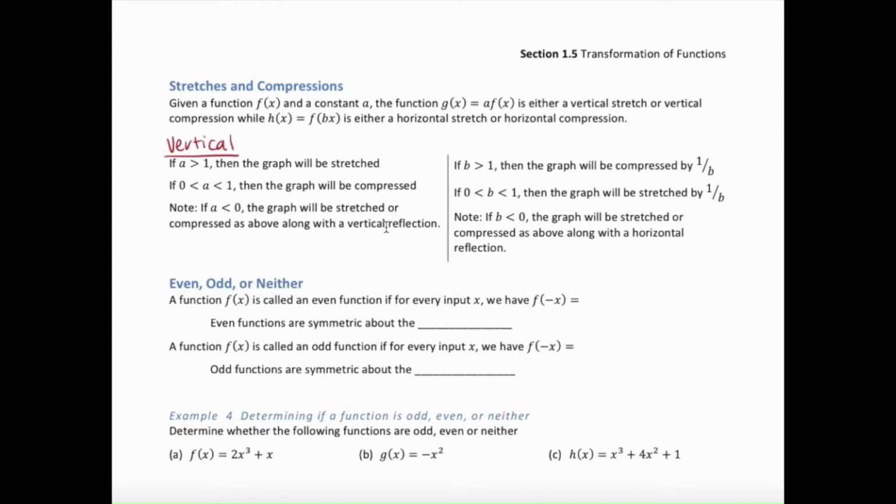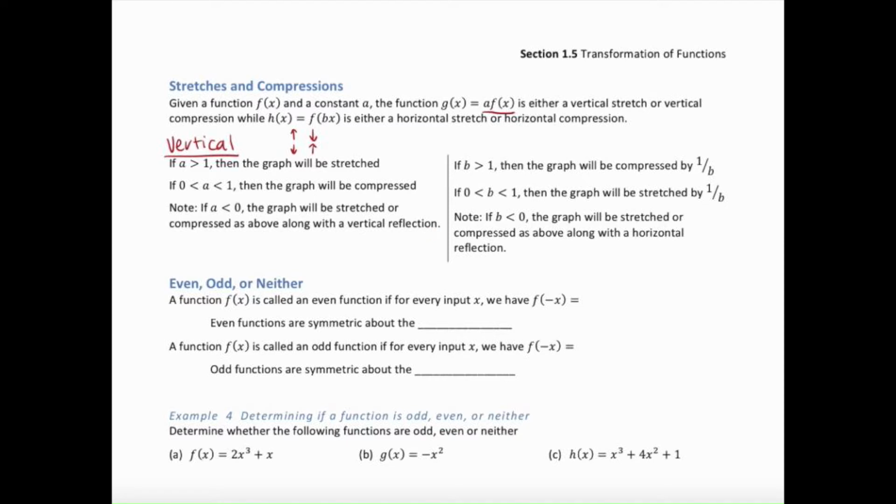So that means if we have a graph, we're pulling up and down in these directions, or we're squishing them in. So these are the pulling, the stretches, and the squishing is the compressions. Now, if your a is less than 0, if this constant being multiplied here on the outside of the function is less than 0, then the graph is going to be stretched and compressed using these rules along with a vertical reflection as was discussed in the previous video.